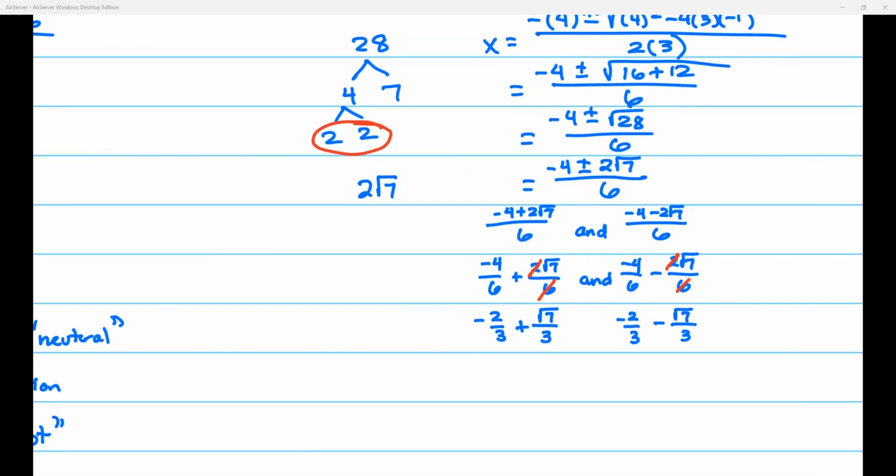What's your discriminant? Your discriminant is positive 28. That's positive, which means 2 real solutions. Oh my goodness, we finished the notes. Hopefully you don't have any questions. If you have any questions, feel free to ask.